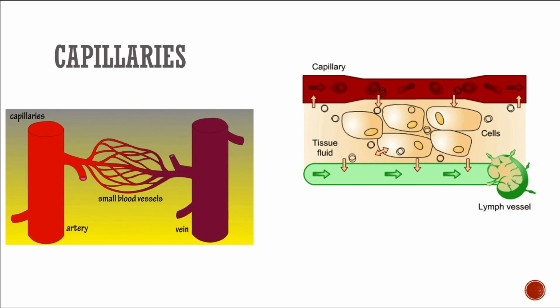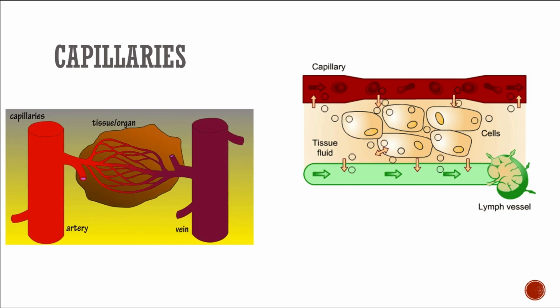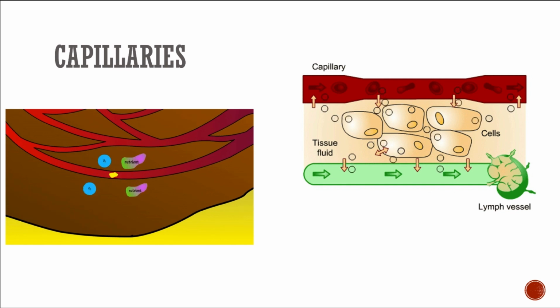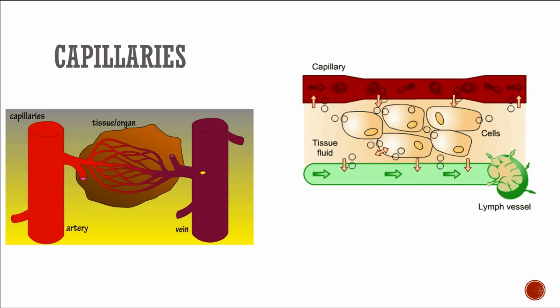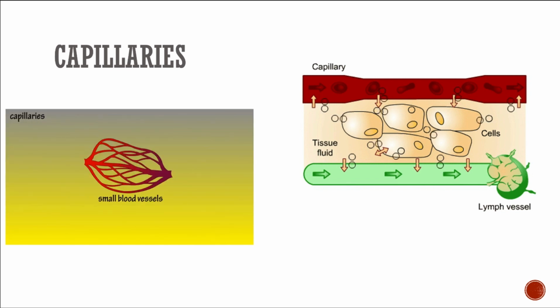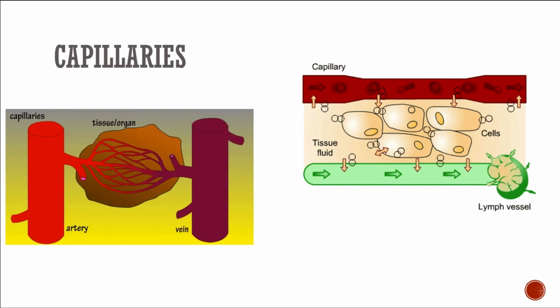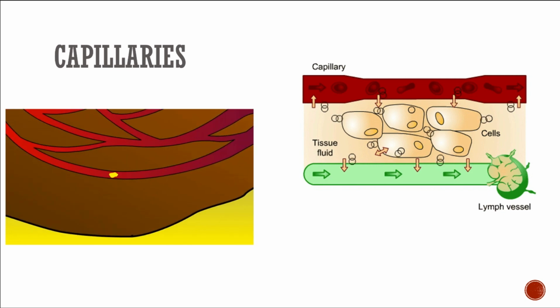Capillaries branch repeatedly. The numerous branches provide a large surface area for the exchange of substances between the blood and the tissue cells. The flow of blood is slowed down, giving more time for exchange of substances. You need to remember that the exchange of materials can only happen through capillaries. The veins and the arteries are only going to transport the blood.